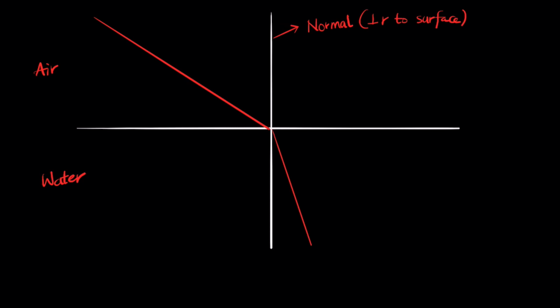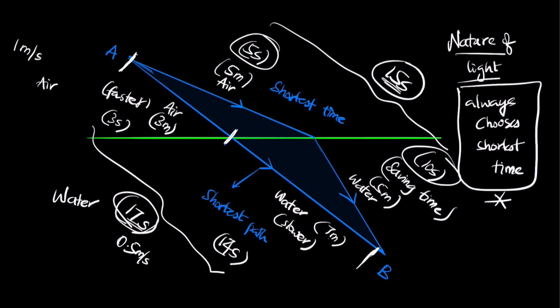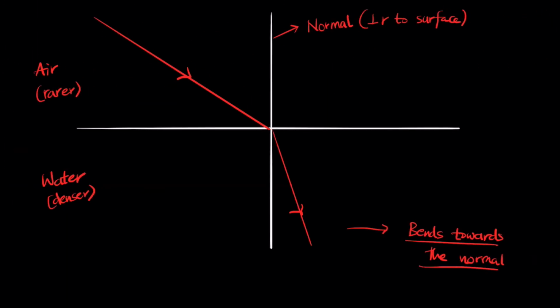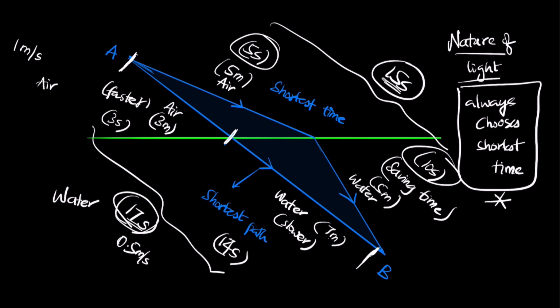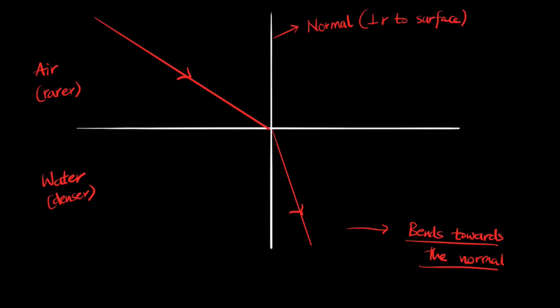So when you're going from a rarer medium to a denser medium, the light wave bends towards the normal. Again, remember the condition here. Notice that it tries to choose the shortest time through the medium. That's the reason why it bends towards the normal. Next, if you take the same idea in reverse, the path will be different, where you try to take shorter time in the denser path and longer time in the rarer path.